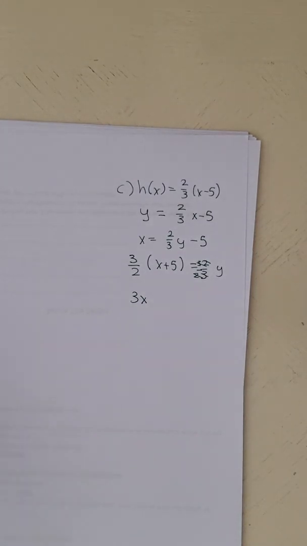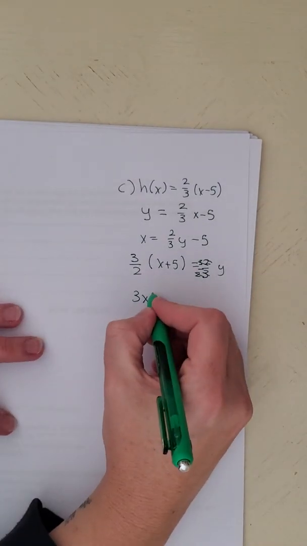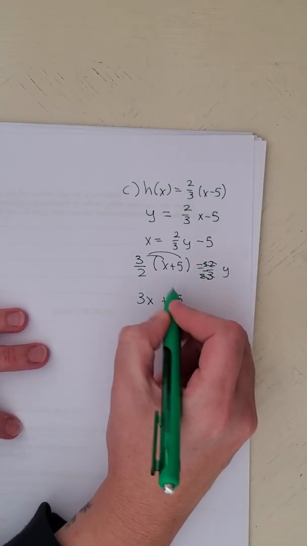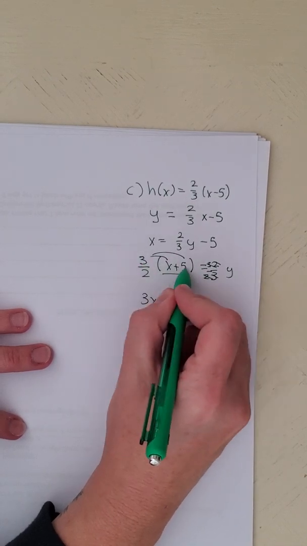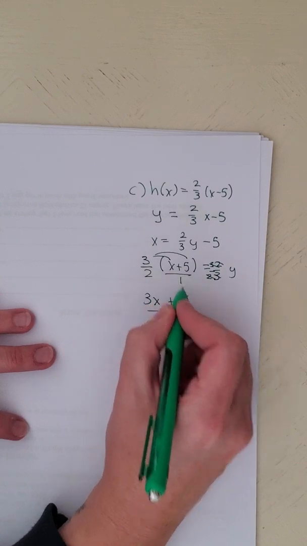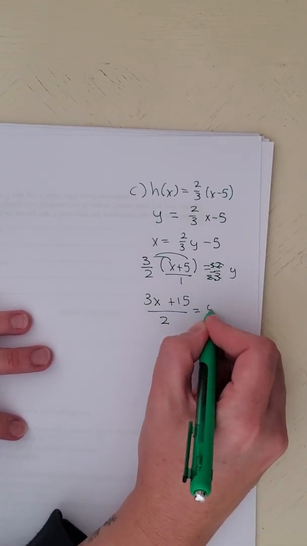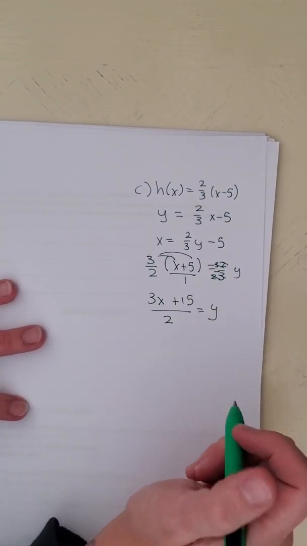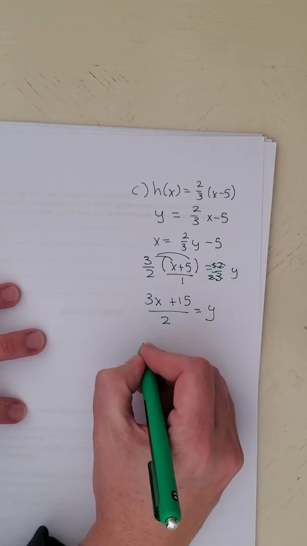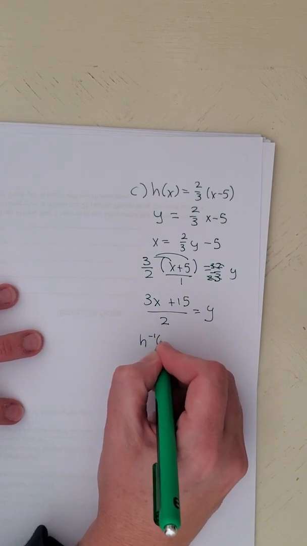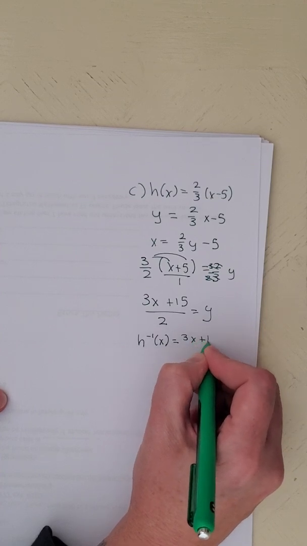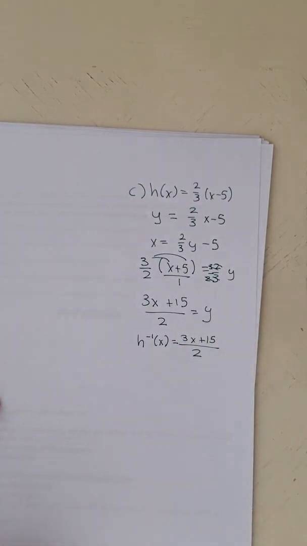Okay, so that's 3x. We're distributing through, and so that's going to give me plus 15. And then remember, when you're multiplying, you distribute, or you multiply straight across, so that's 3x plus 15 over 2 times 1, which is 2, equals y. And there's no need to simplify this more. So we have h inverse of x equals 3x plus 15 all over 2.